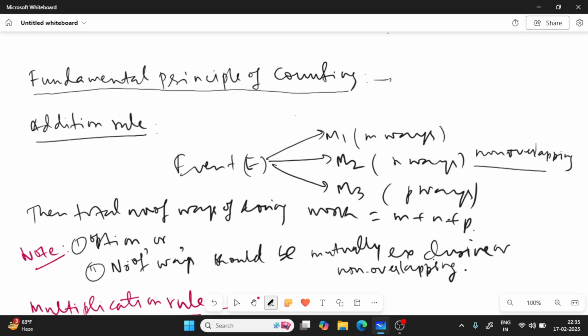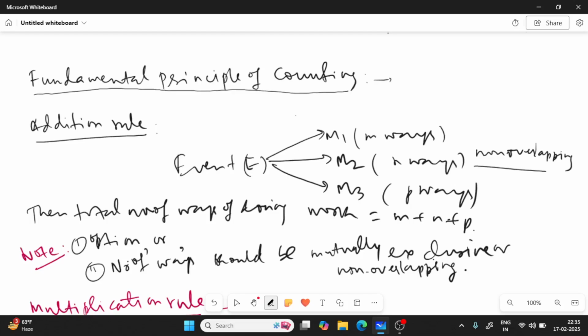That is, non-overlapping. So there is no coincidence between these three events. That is, there is no entry of M1 in M2 or of M2 in M3 and vice versa. So all of these three are mutually exclusive, you can assume. Getting? Now, the total number of ways of doing the work would be, in this case, M plus N plus P. So this is called the addition rule.